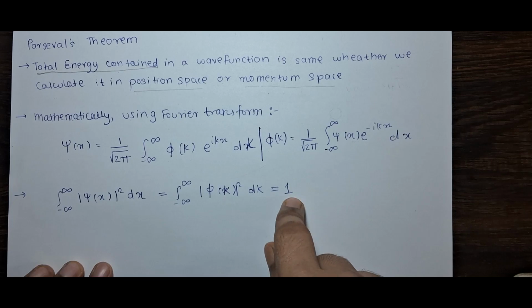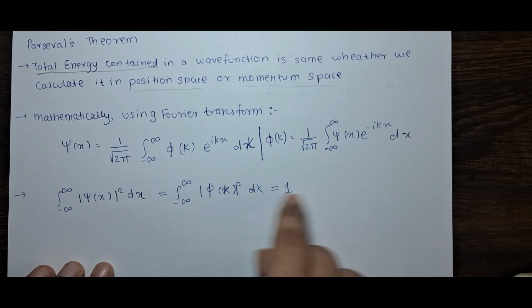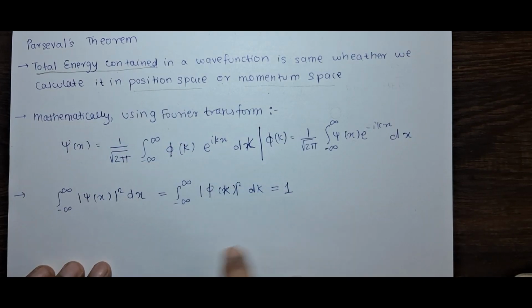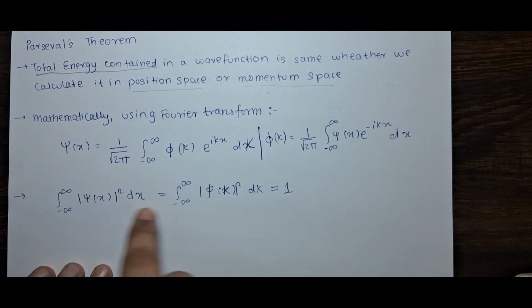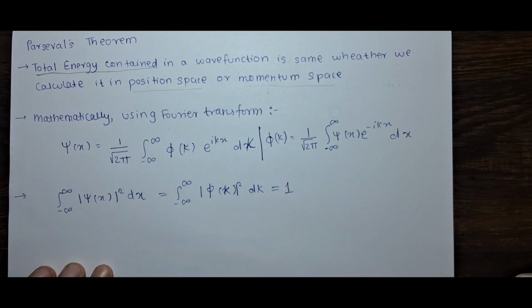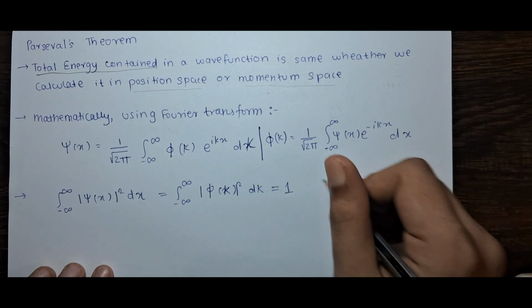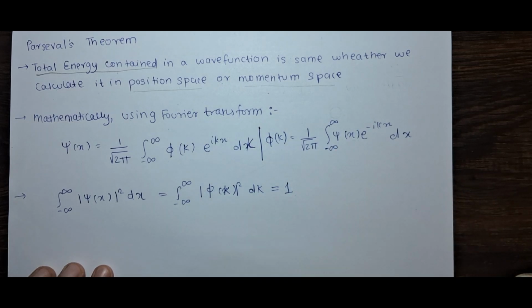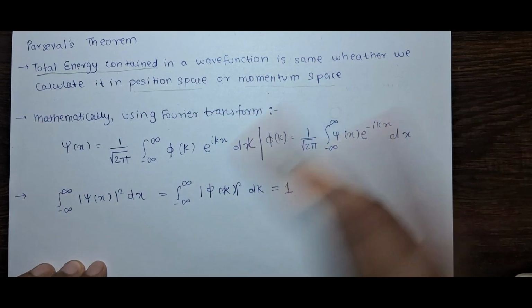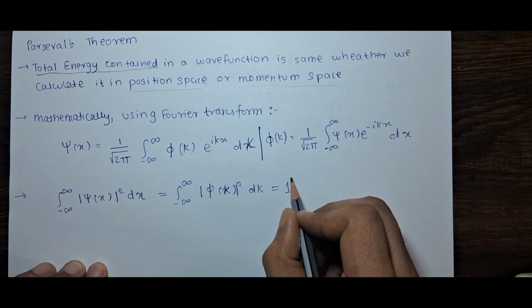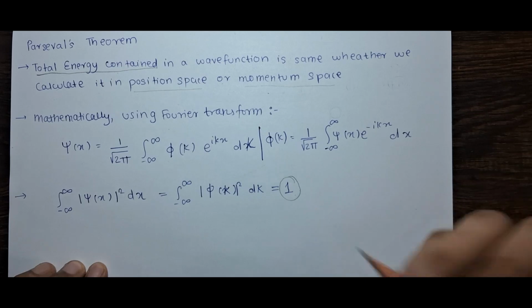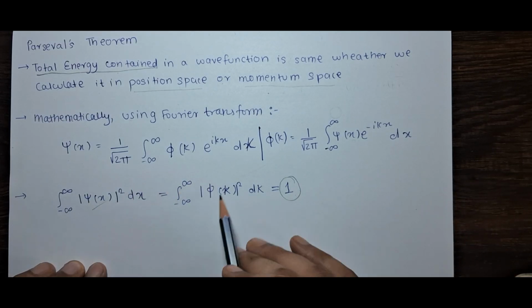The 1 that comes here came after normalization of this equation and this equation, not simultaneously but individually, but the results are the same. Therefore we mention that this equals this equals 1. What does this even mean? As per the definition, it means that the total energy contained in the wave function is the same. This basically means that the energy remains the same whether we find this or this.